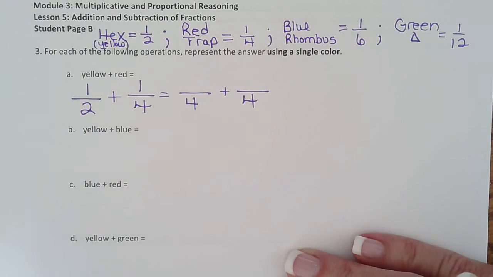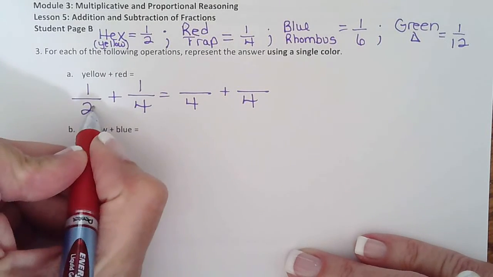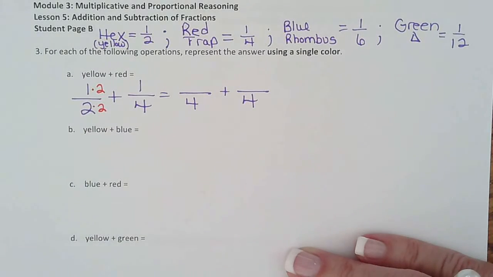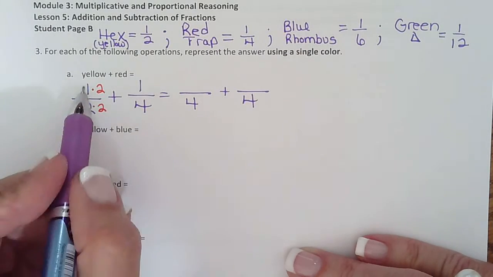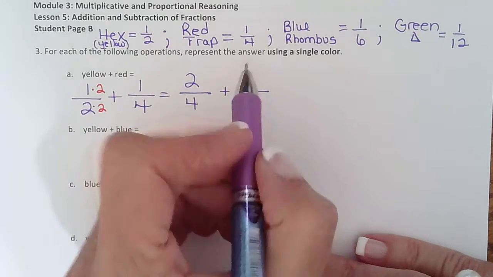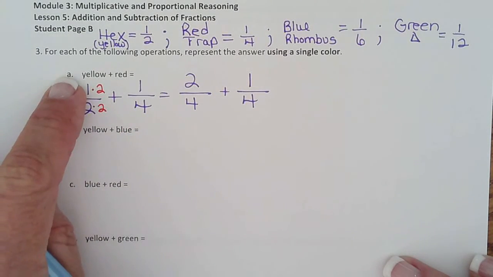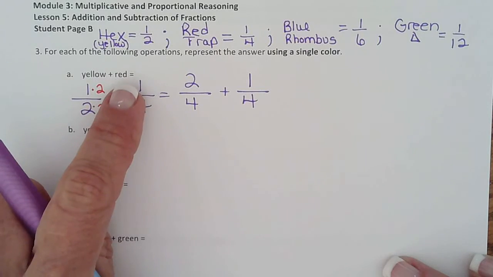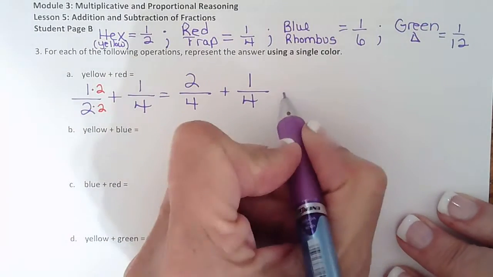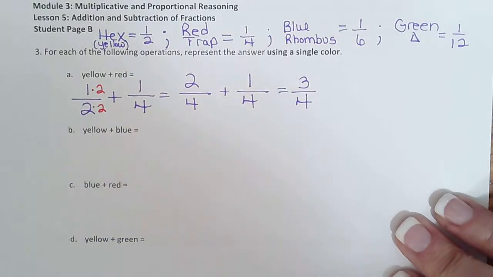And then we do the same thing we did on the last exercise. What do we multiply 2 by to get 4? 2. So whatever we multiply the denominator by, we multiply the numerator by as well. So that would be 2/4. This one already has the common denominator, so we just bring over the 1. So we can see a yellow hexagon plus a red trapezoid is going to equal 3/4 of the double hex.